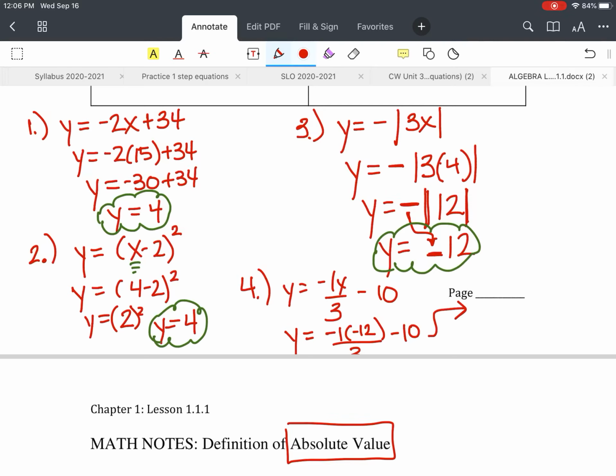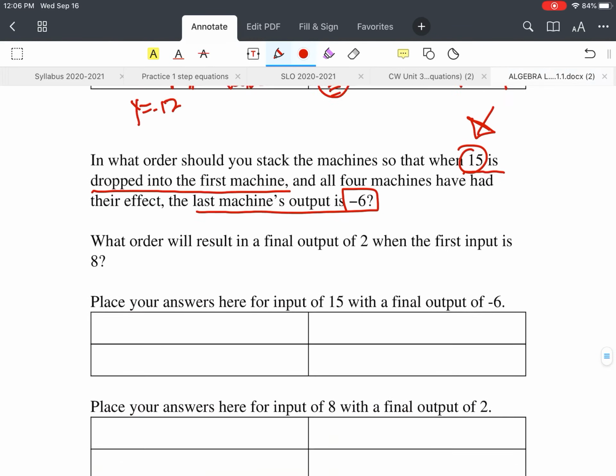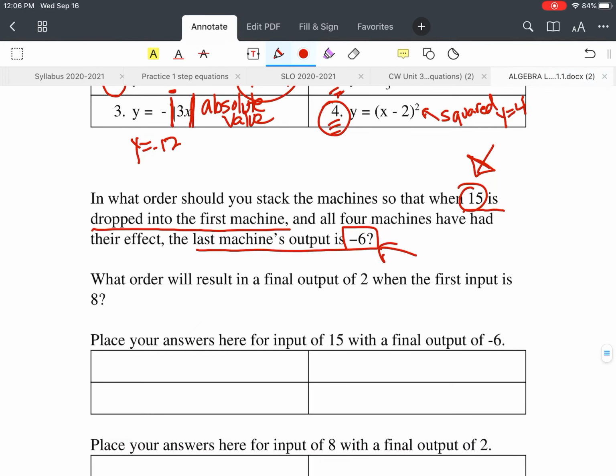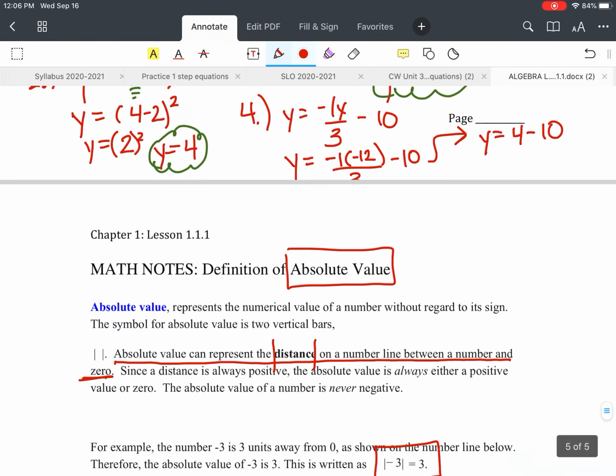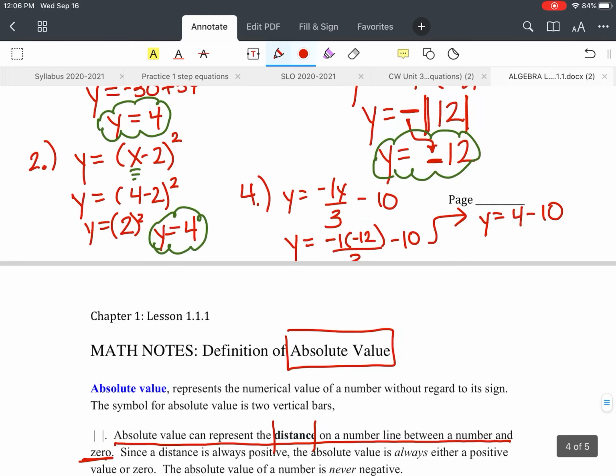So at this point, I'm going to do y equals 4 minus 10. And remember, our ultimate goal is to get an output of negative 6. So let's see if we get an output of negative 6. So what's 4 minus 10? Use those calculators. 4 minus 10 is negative 6. Yippee. That's it, you guys.